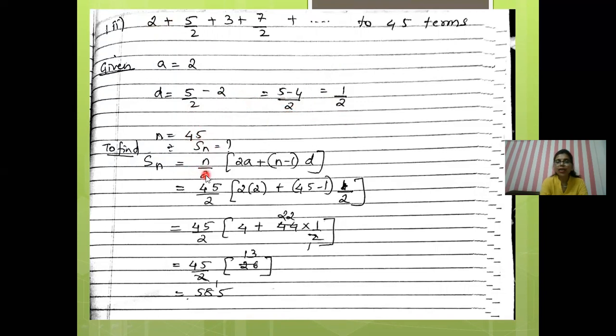So Sn is equal to n upon 2 bracket 2a plus n minus 1 d. Why are you using this formula? The reason is your unknown value is the last term. If you want to use the second formula which we have, in that the l value you don't know, so that's the reason you can't use that formula. Here you have all the values to substitute in this formula. You have value for a, you have value for d, you have value for n. So you will use this formula, substitute the value 45 upon 2, 2 into 2 plus 45 minus 1, and here you got the value of d as half, so you substitute that.